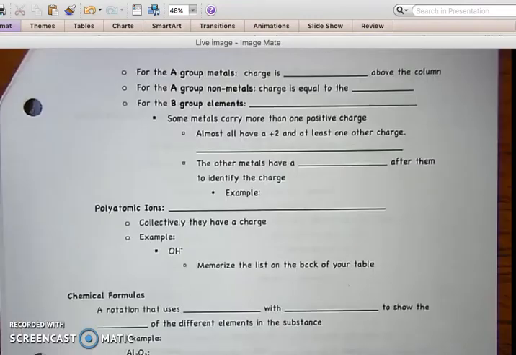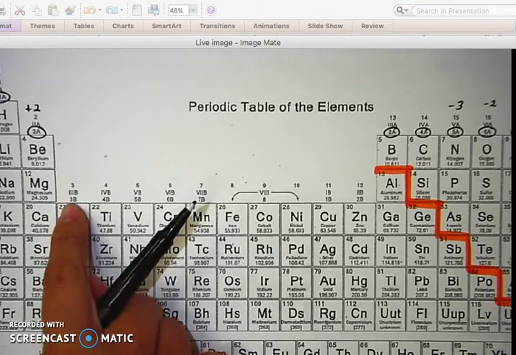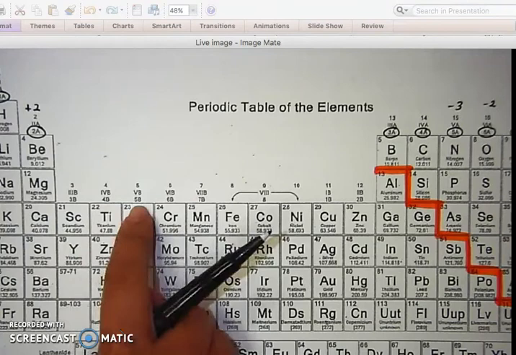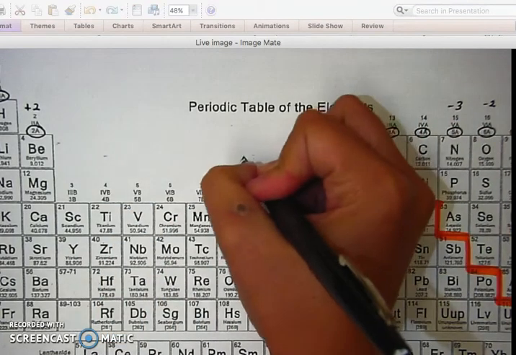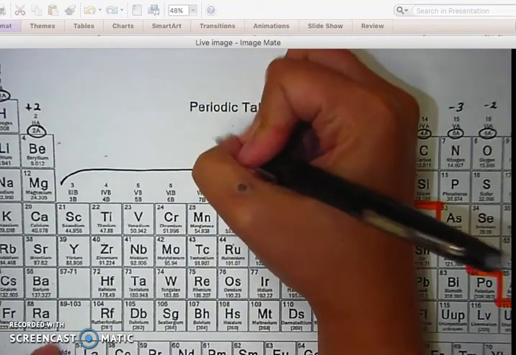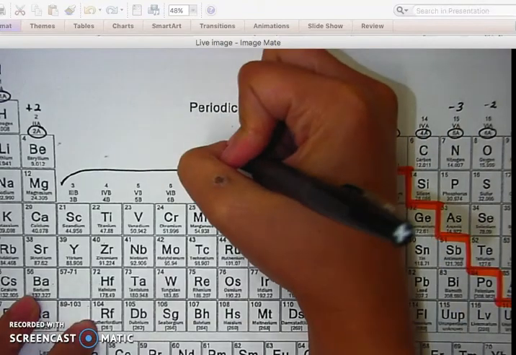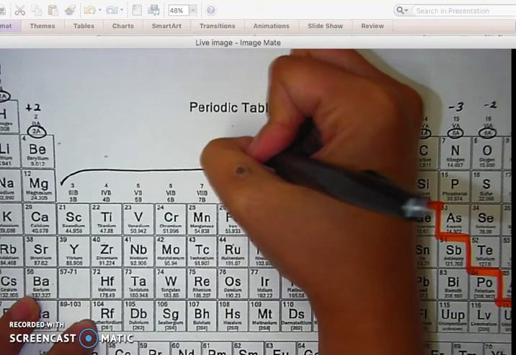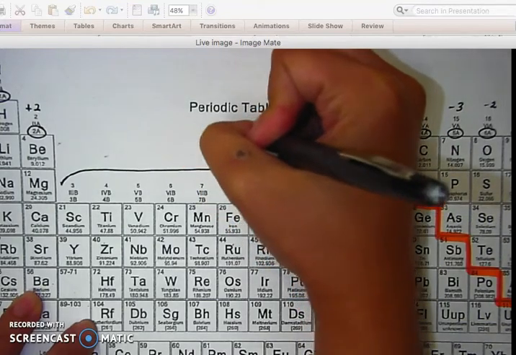So let me come back to the periodic table. If you guys are looking here at your periodic table, if you look carefully right here, this starts off by the B's. So we have 3B, 4B, 5B, 6B. So all of these guys in the middle right here, we call these transition metals, and they're also called B group elements. So these are your B group elements, and another name for this is also your transition metals.